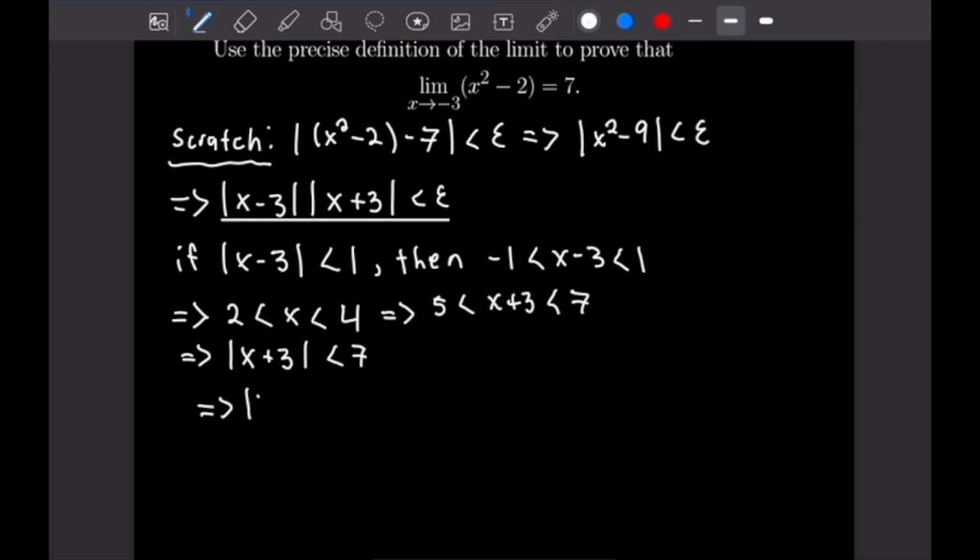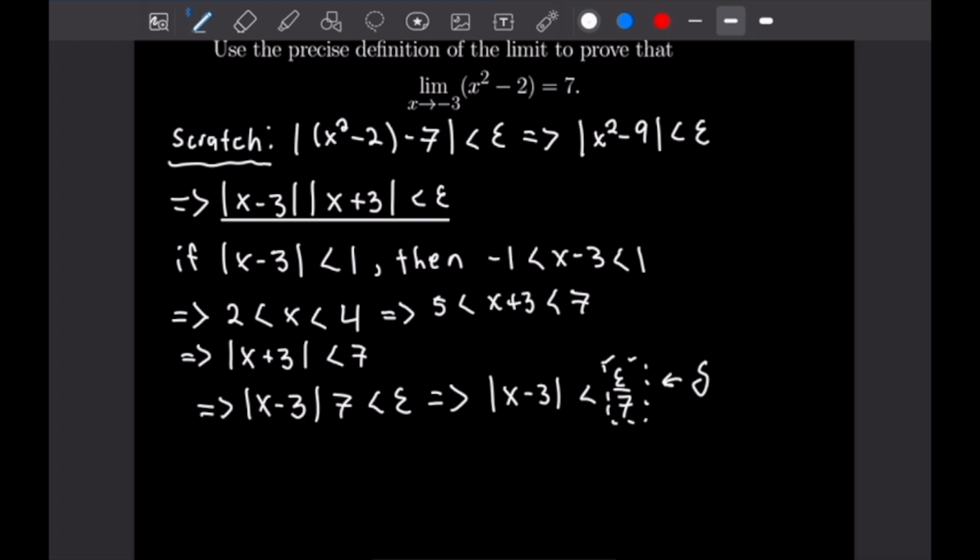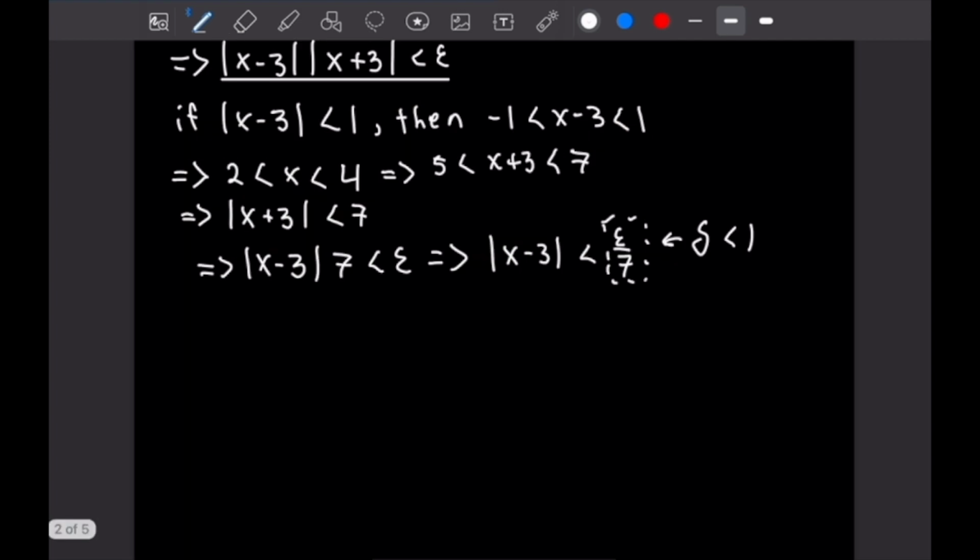We will have that the absolute value of x minus 3 times 7 is less than epsilon. And we can divide by 7 to arrive at our new epsilon, which we will choose to be our delta. So we will have the absolute value of x minus 3 is strictly less than epsilon over 7, which, like last time, we will choose to be our delta. But we will need this extra condition on our delta that it is less than 1 from our wishful thinking from before.